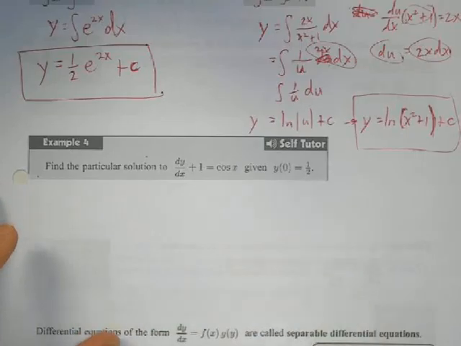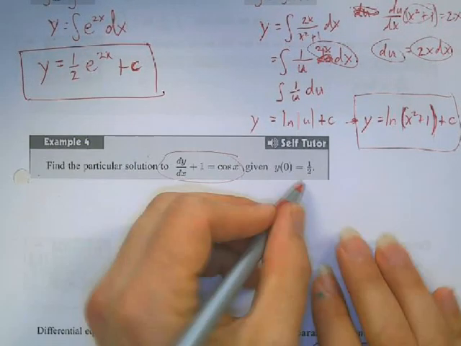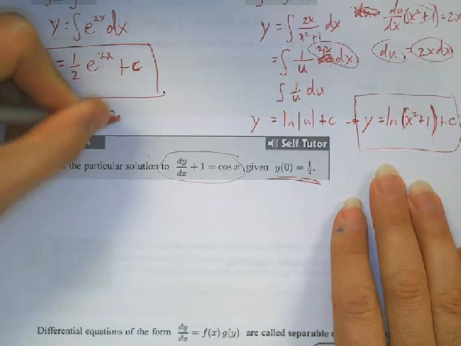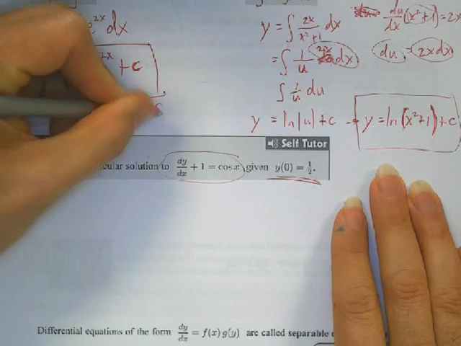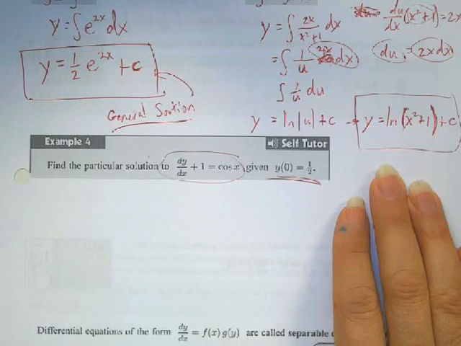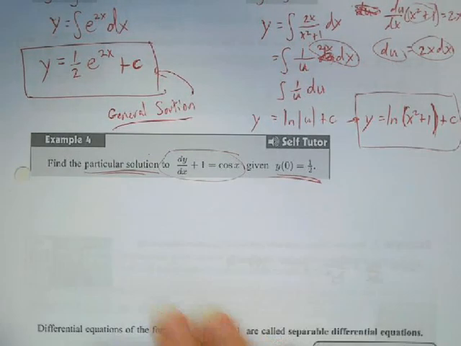Okay, let's look at the next example here. Find the particular solution for this given this point. So what we just found here was the general solution, and it's going to have the plus c. Okay, so now we're going to find the particular solution. The first thing we have to do is find the general solution.